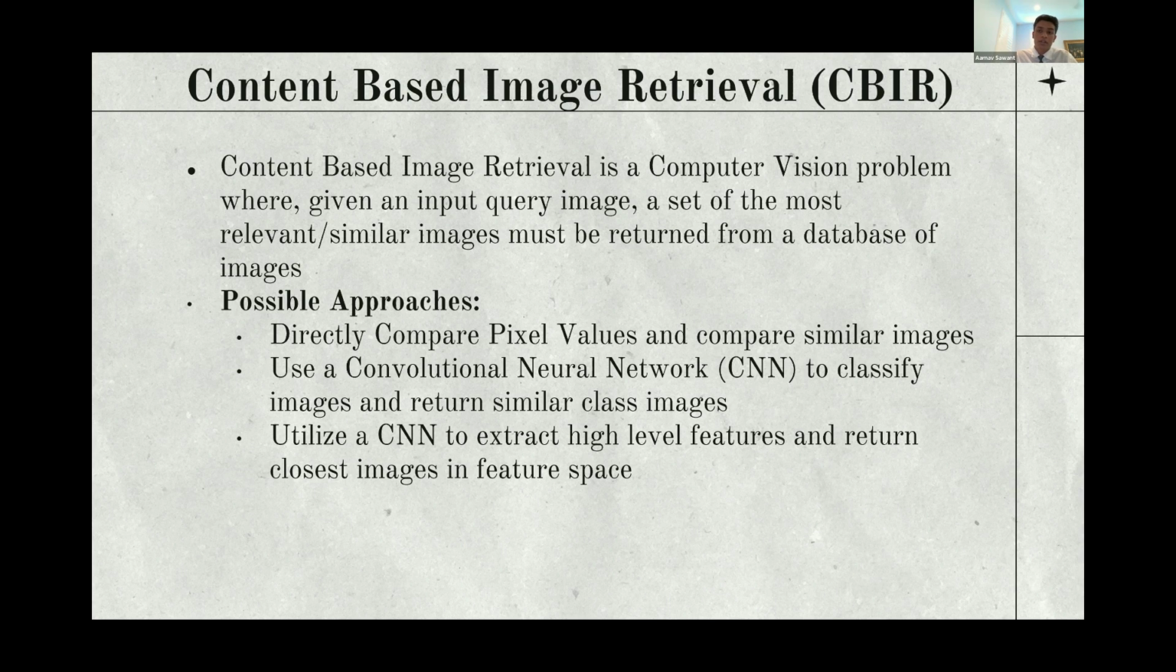And the next way is the way we'll focus on in this paper, which is specifically using a pre-trained convolutional neural network to simply extract the high-level features of an image and then to return the closest images in feature space. This would be essentially using a pre-trained CNN on a larger data set like ImageNet, extracting the feature vector, and then using some sort of distance metric like cosine similarity, Euclidean distance, or vector dot product to be able to return the closest images in this embedding space.